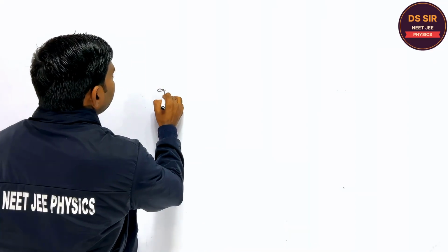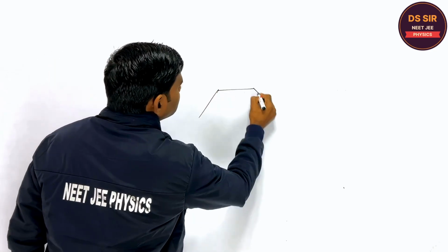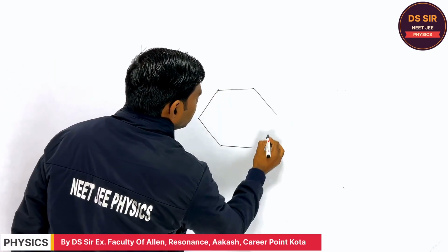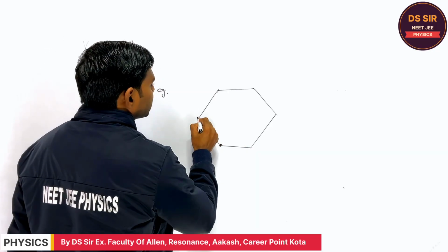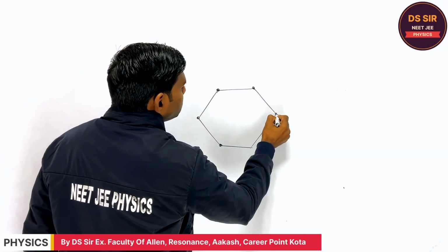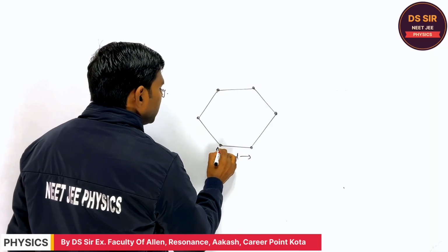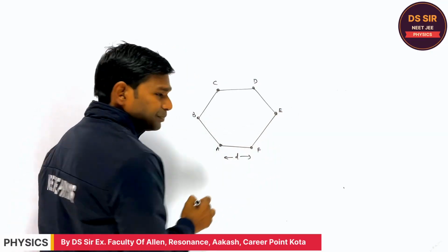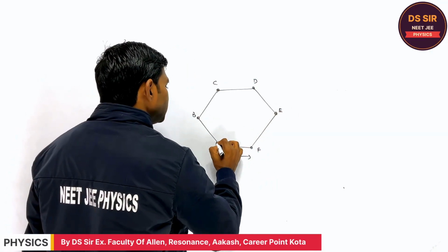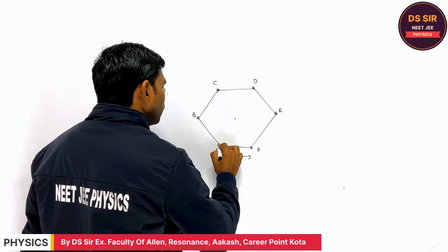So a very similar example, right? Suppose now there are six particles, and the six particles are on the six corners of a hexagon. Suppose the side of the hexagon is d. This is A, B, C, D, E and F. Again, they are moving towards each other, right? And where will they meet? Definitely at the center. How?